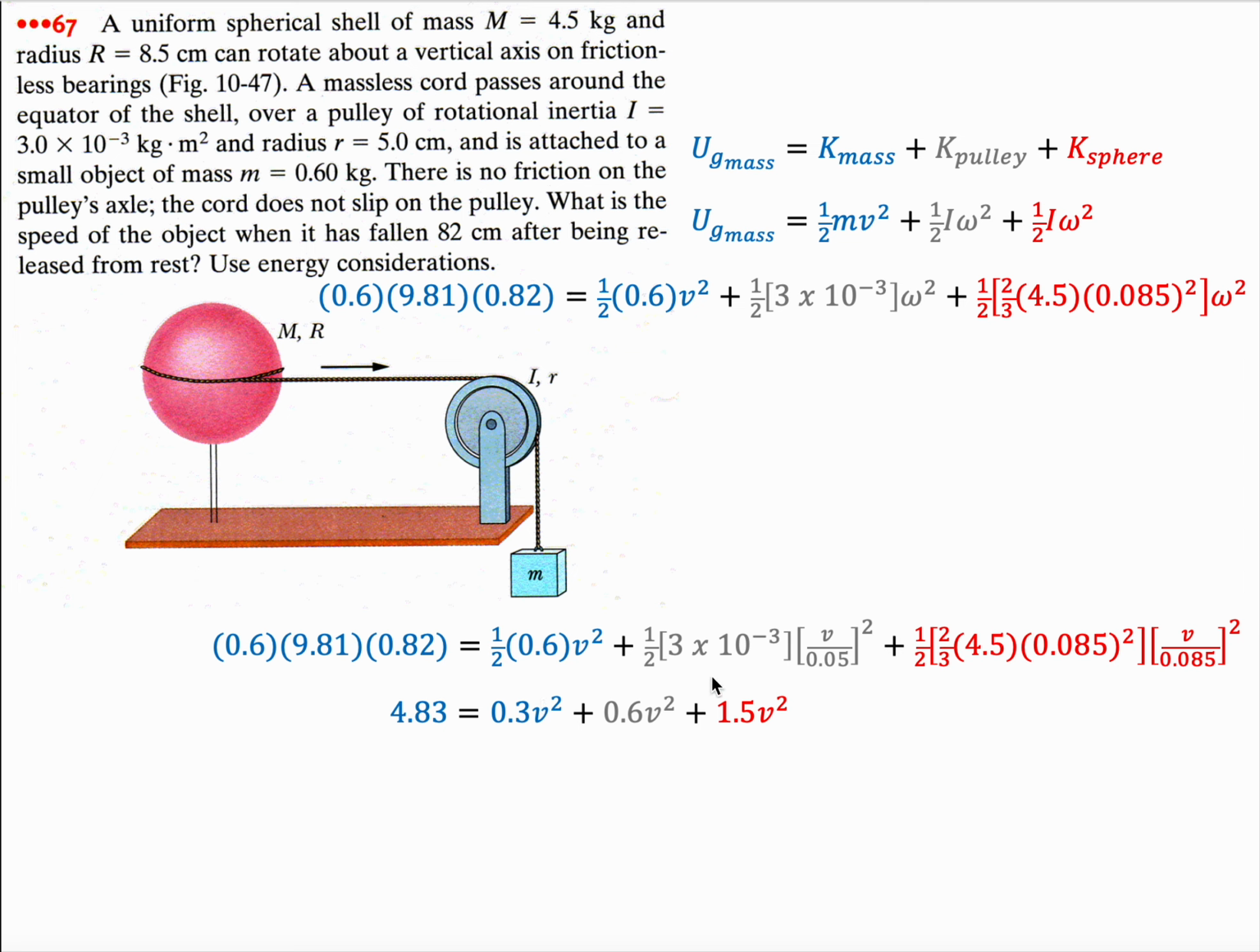Over here, doing each of the three terms, color coding it, this is the final kinetic energy of the mass, this is the pulley, and then this one is for the sphere. Adding it together, we get that. Now it's just a matter of rearranging it and solving for v. You'll find the final velocity of the falling mass is 1.42 meters per second. Good luck!